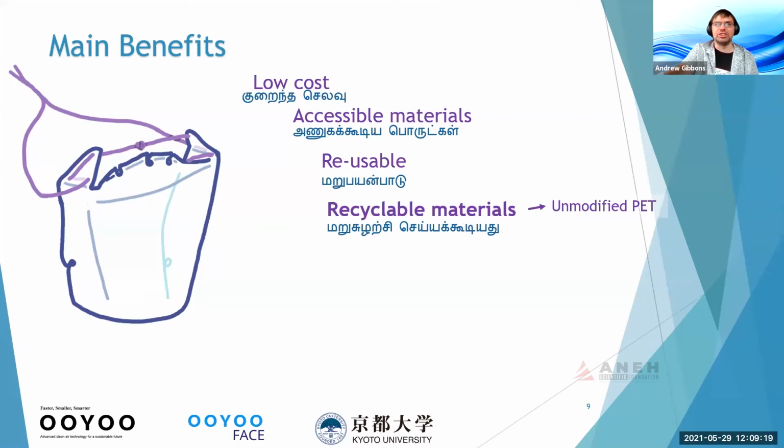So for example, we recommend using unmodified PET. And we've made kits and packages to send to different schools, and we've sourced just regular PET materials for them to use, and that can be locally recycled.